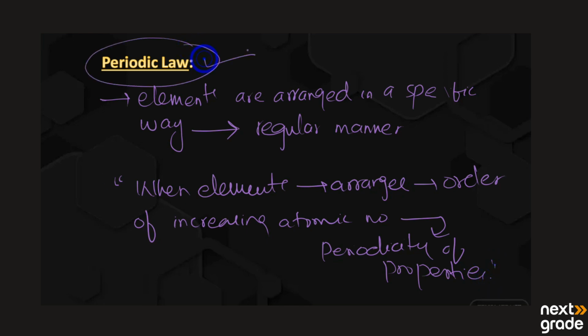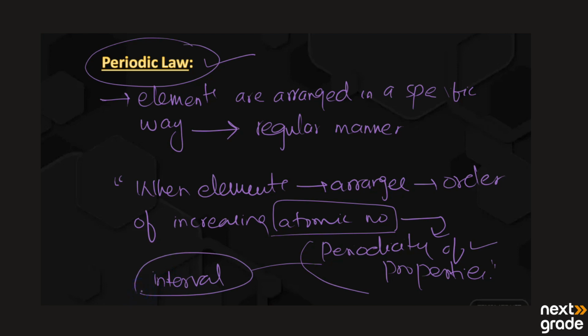So the periodic law explains that when we arrange the elements in increasing atomic number, they show the periodicity of properties, and periodicity of properties is the repetition of properties of elements in a regular manner or at a specific interval. Basically, the periodic law and the periodicity of properties are related to each other. The periodic law is simply the periodicity of the properties: when elements are arranged in increasing atomic number, the properties are going to repeat in a regular manner.